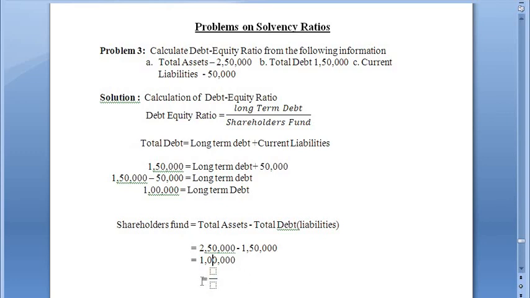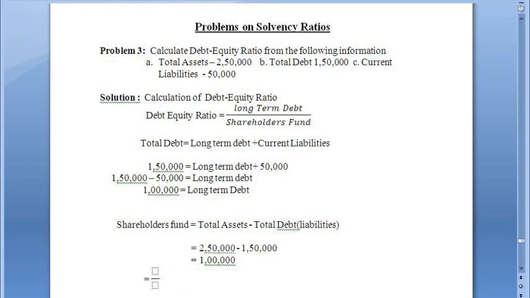Now put both the values into the formula. What is the formula? Debt equity ratio is equal to long-term debt divided by shareholders fund. We know the amount of long-term debt, which we have calculated. What is the amount of long-term debt we have calculated?